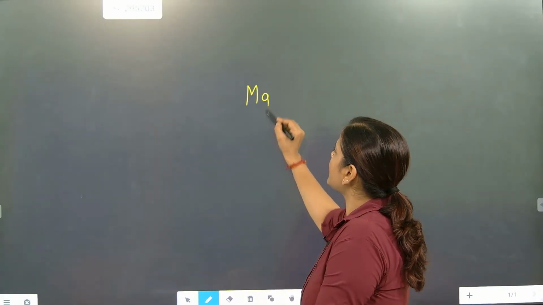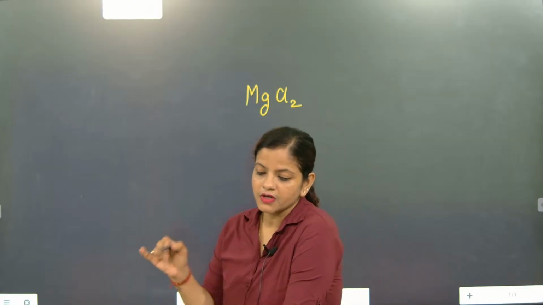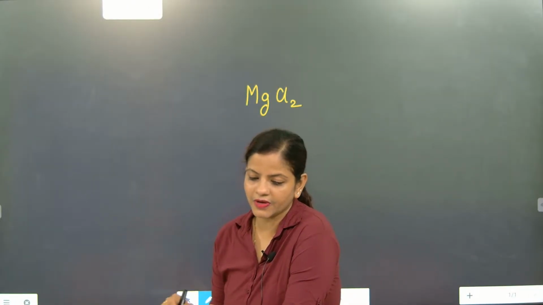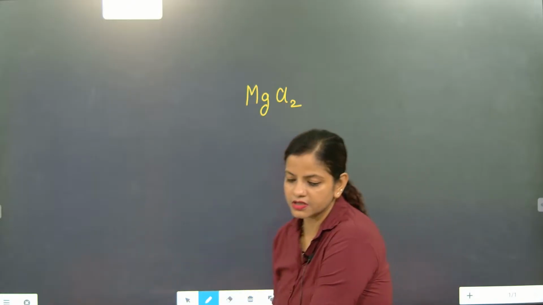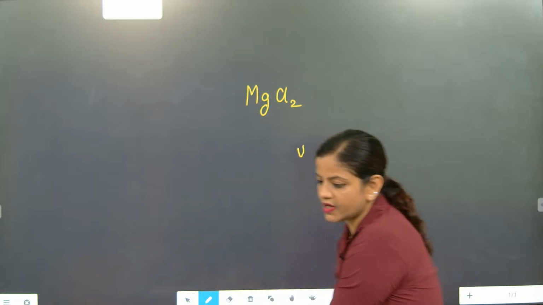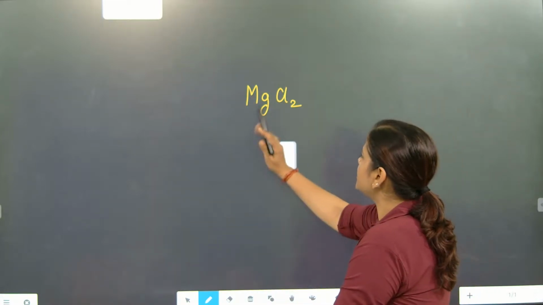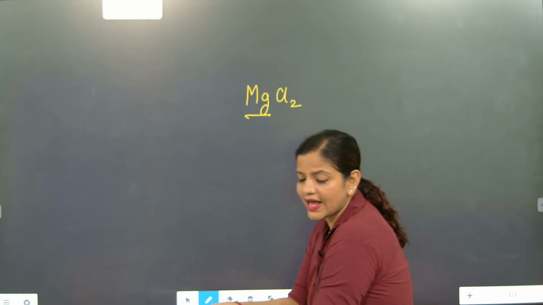If I want magnesium chloride, MgCl2. Understood? When I'm writing MgCl2, Mg is 2 plus and Cl is minus. The crisscross rule I'll teach just afterwards. But before that, first understand this, beta. So here, first part is, this is magnesium and this is metal. See how the combinations are actually done.